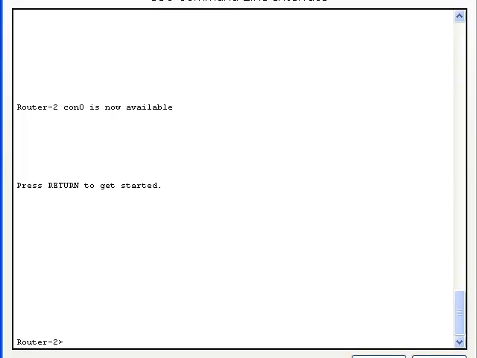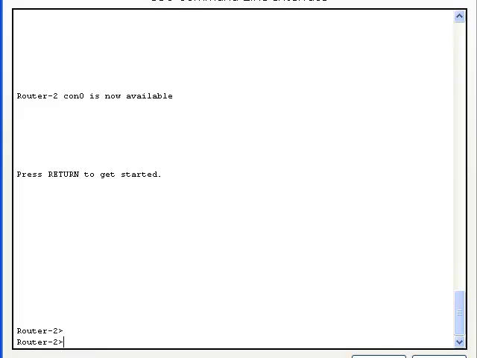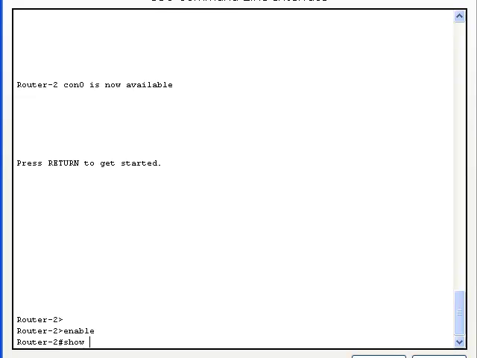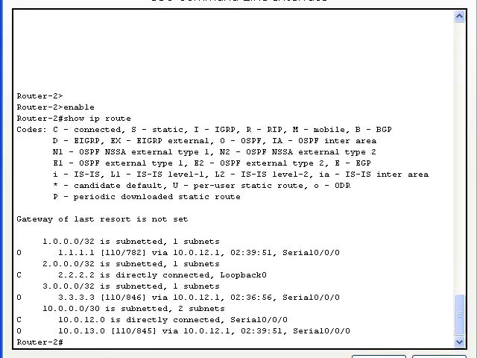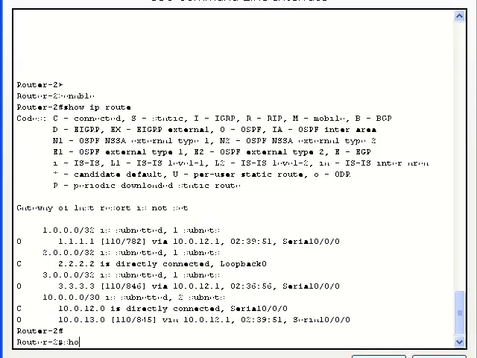Now we're looking at the terminal server of router 2. Let's take a look at what networks it knows about. It knows about all the networks also. That's because all the networks are advertised by OSPF. Now let's take a look at the running configuration.